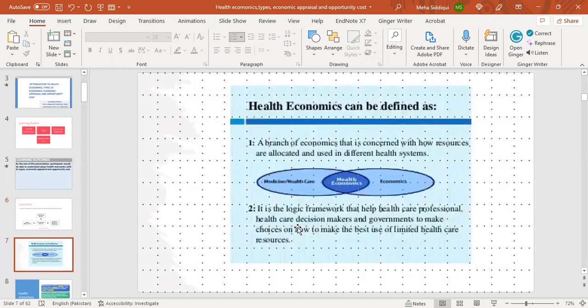Now, health economics. It is defined as a branch of economics that is concerned with how resources are allocated and used in different health systems. It is the logic framework that helps healthcare personnel, healthcare decision makers, and governments to make choices on how to make the best use of limited healthcare resources.